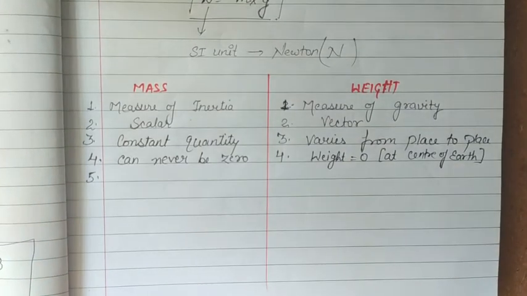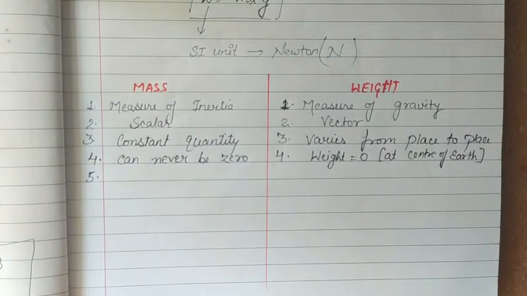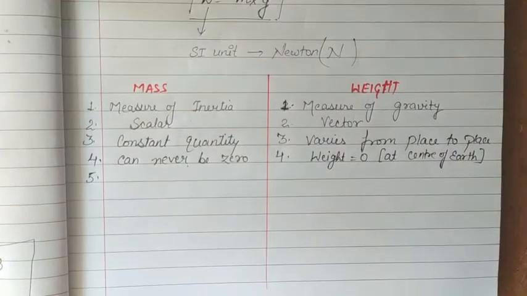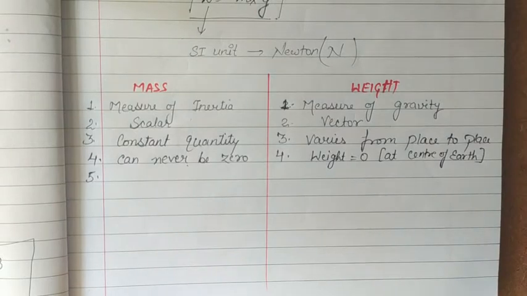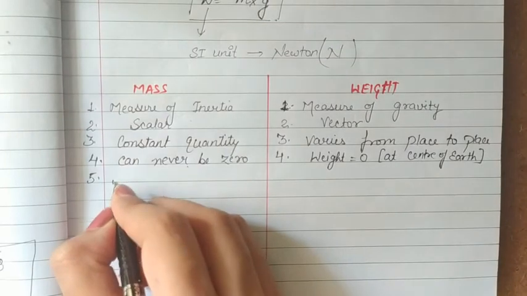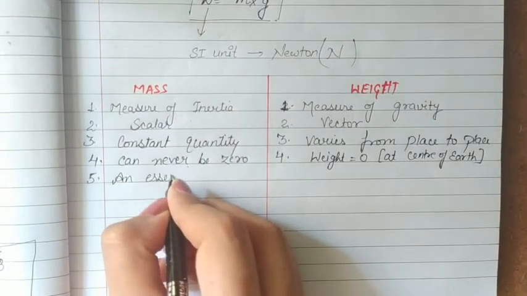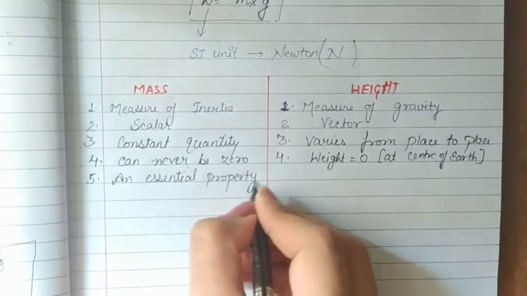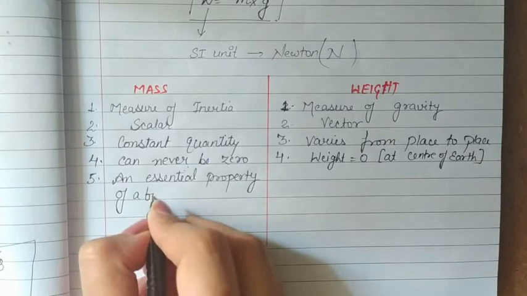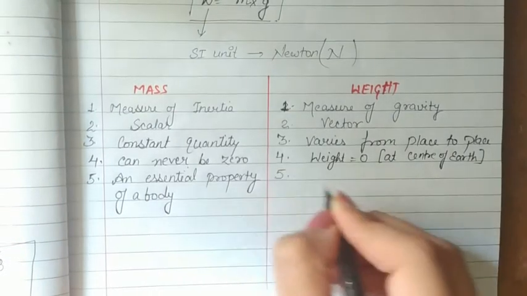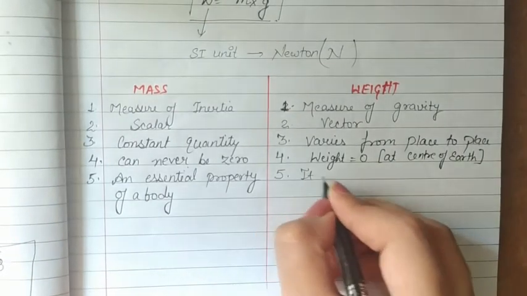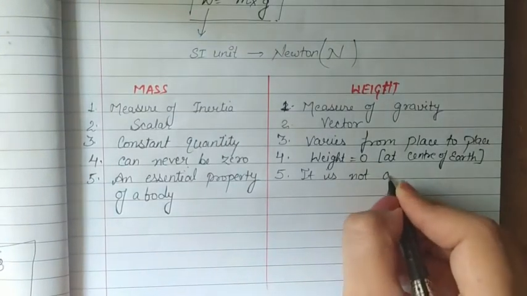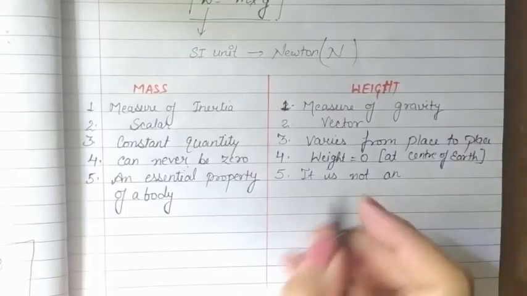The next difference is mass is an essential property of a material body. That means, as I have already said in this point, without mass a body can't exist, while weight is not an essential property. So mass is an essential property of a body to exist, while weight is not an essential property.